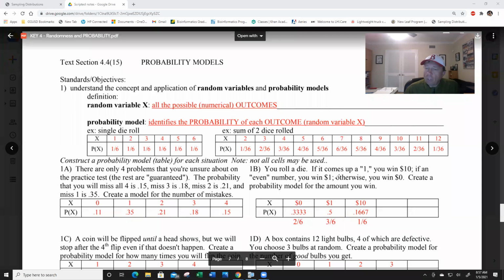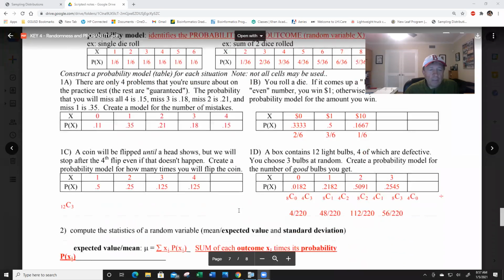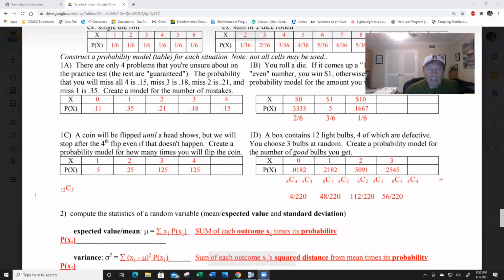And then B, you roll a die. If it comes up a 1, you get $10. If it comes up an even number, you get $1. Otherwise, you get 0. Okay, and this is what I've created right here. Okay. So I put the fractions there and the decimals just so you know. Okay. Part C. And again, you'll have to stop and check this out.